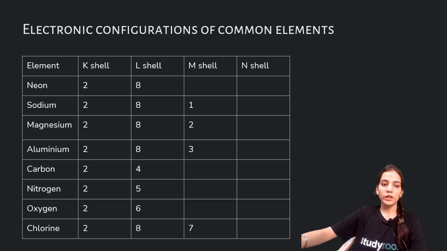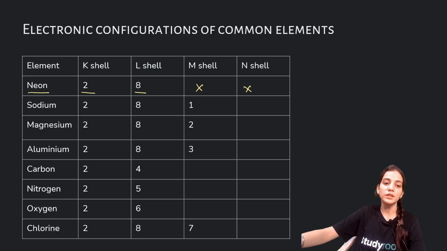So first of all, neon. Neon is a stable element. It comes under the noble gases, so it has completely filled shells. It has no electrons to gain or lose in its valence shell, so it is completely filled.